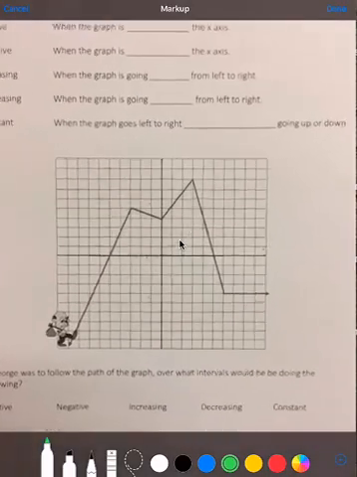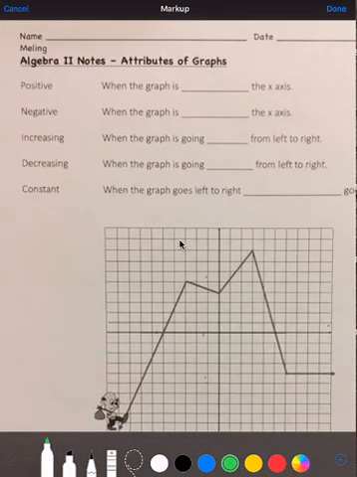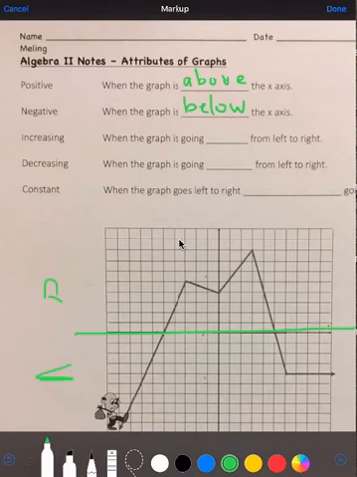So when a graph is positive, that means the graph is above the x-axis. Negative is when the graph is below the x-axis. And you all know the x-axis is right there. So above it is positive, below it is negative.